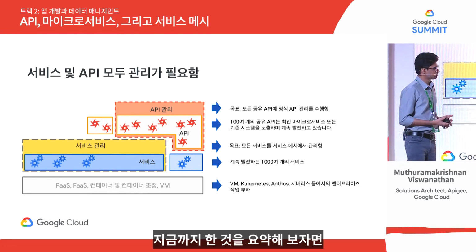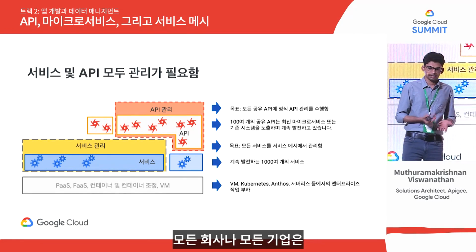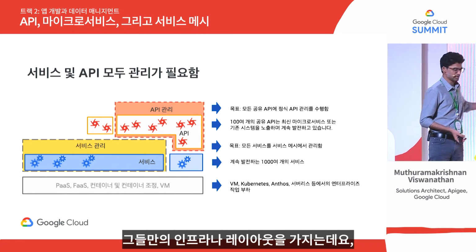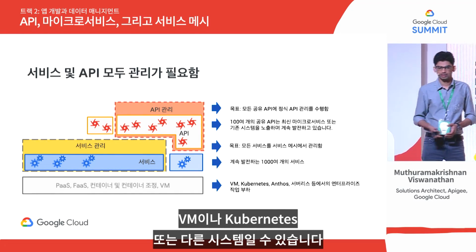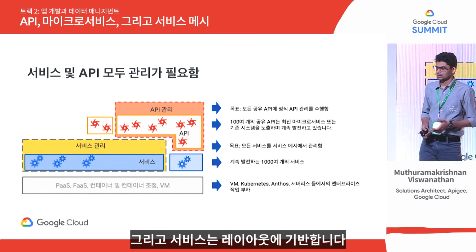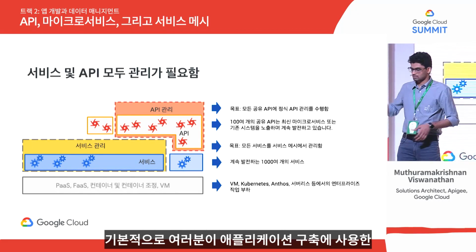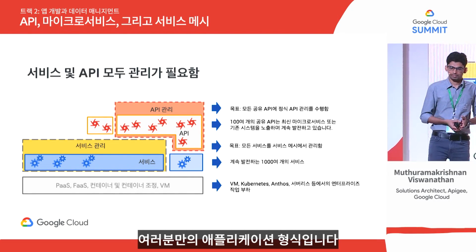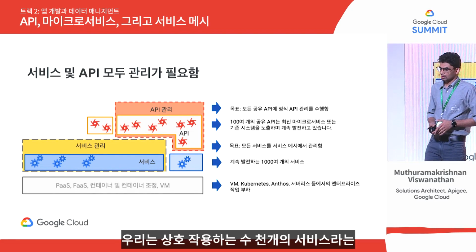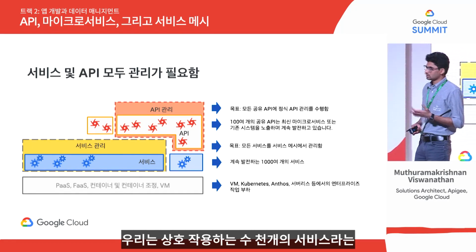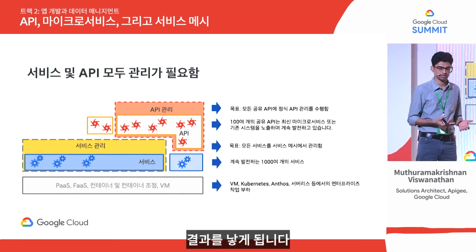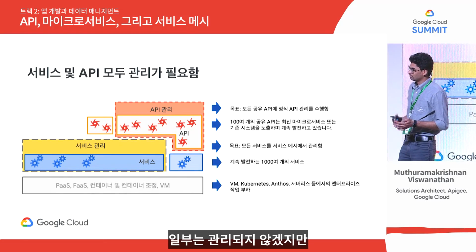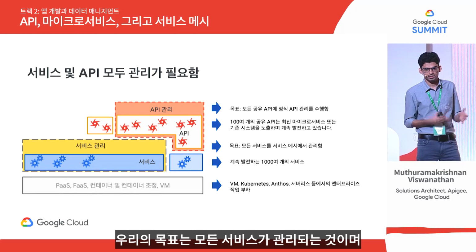Okay, a quick summary of what we just discussed, right? Every enterprise will have their own infrastructure layer, which can be VMs, Kubernetes, or any other systems. And services are built on that layer, which is basically your own application framework that you'll use to build your applications, right? Essentially, we'll end up with thousands and thousands of services which are constantly evolving, right? And we need to make sure that these services are managed. Some of them will be unmanaged, but our goal is to get all these services managed.